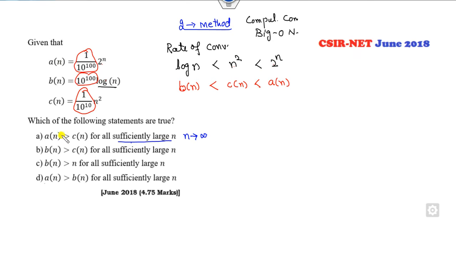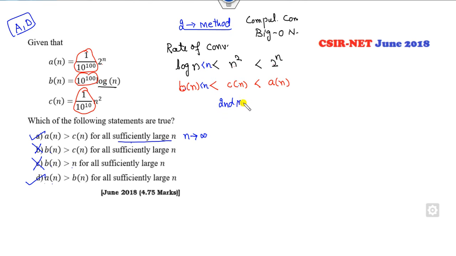So if you look at the options, a_n is greater than c_n, correct. c_n is greater than b_n, correct. But b_n is greater than n is stated as an option. Let's see how to find the relation between log n and n. Definitely log n is always less than n, because n is greater than log n. So b_n is less than n, but the option said greater than. This option is cancelled. A and D are my correct answers.